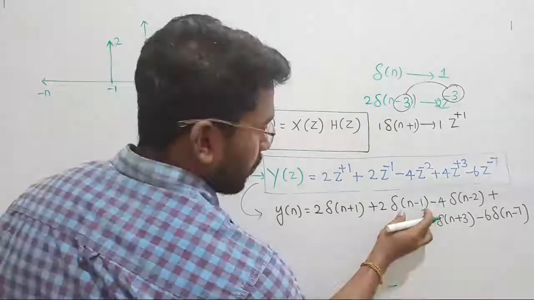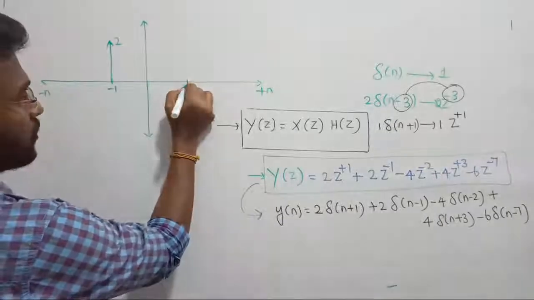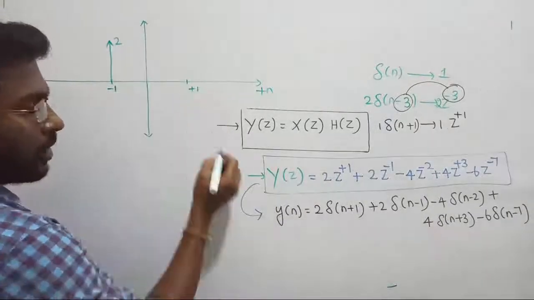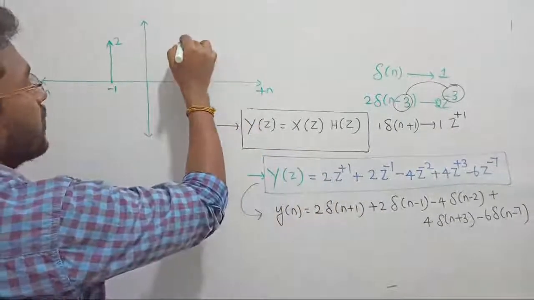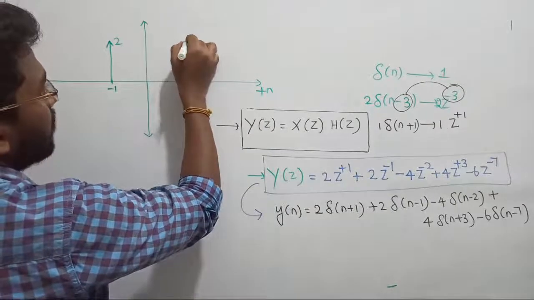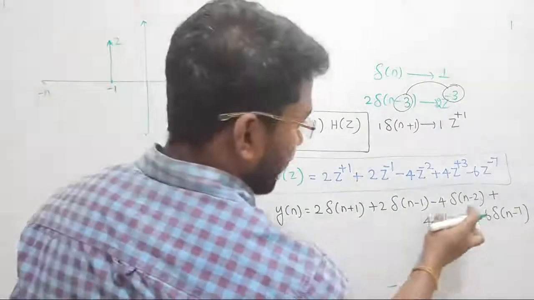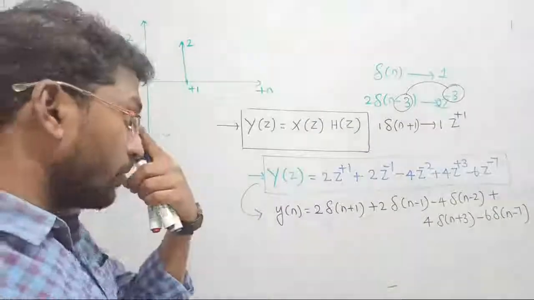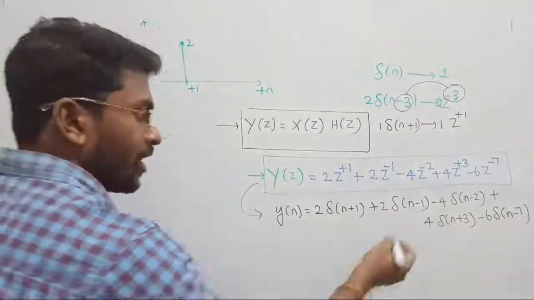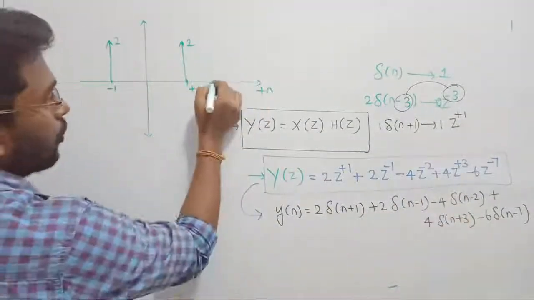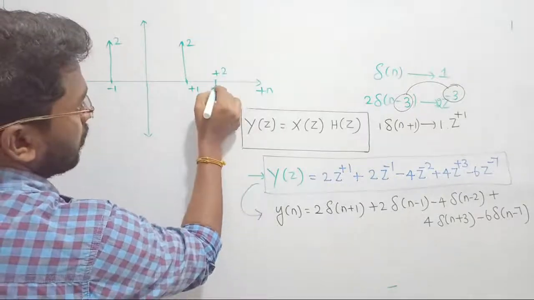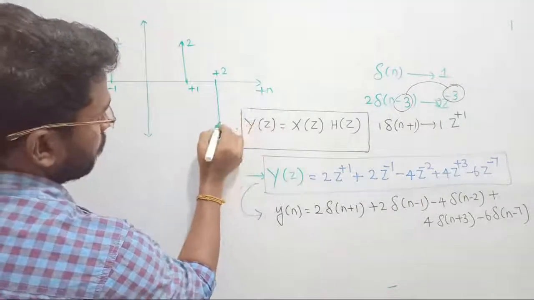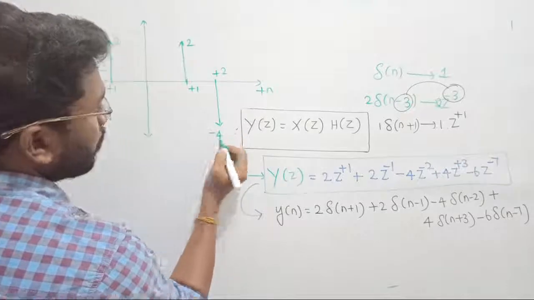Similarly, at n equal to plus 1, its height is 2. Similarly, del of n minus 2 in the sense n equal to plus 2. But what about the magnitude? Minus 4. So at n equal to plus 2, the corresponding magnitude is going to be minus 4.